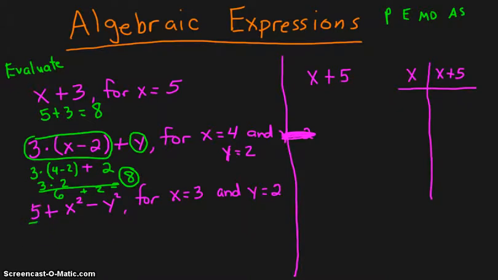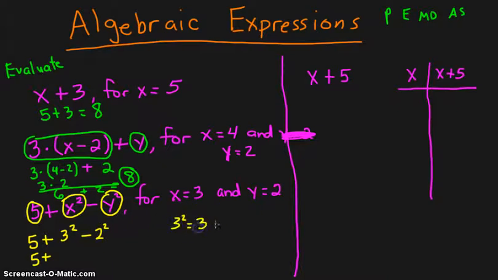Alright, now over here we have 3 terms. We have 5 by itself, x squared by itself, and y squared by itself. So we're going to replace the x and the y with 3 and 2 respectively. So 5 is by itself, plus sign moves down, x squared becomes 3 squared, and then minus y squared becomes 2 squared. Now 3 squared, remember, is the base times itself that many times. So that's 9. And we subtract 2 squared, which is 2 times 2, which is 4.